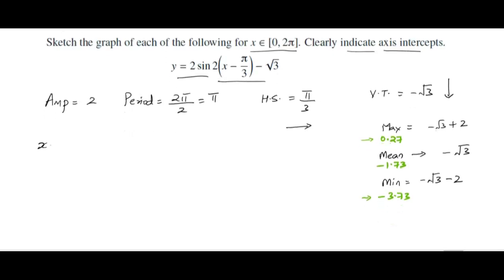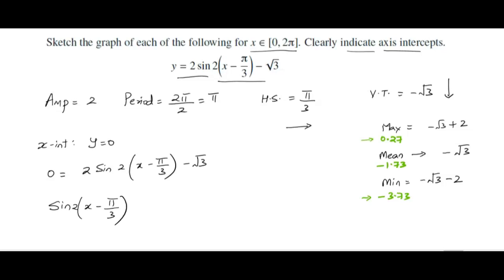To find my x-intercept, I'm going to make y equals 0. So we're going to have 0 equals 2 times sine 2(x minus pi on 3) take away the square root 3. Making sine the subject, we're going to have sine of 2(x minus pi on 3) is equal to the square root 3 on 2.